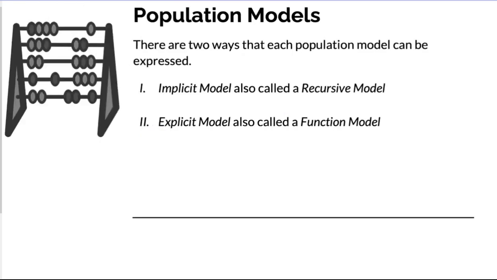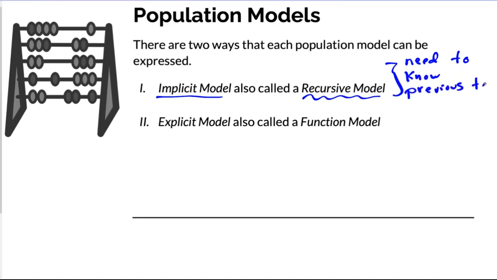So we have two types of population models that we will be looking at. There's the implicit model, which is also referred to as the recursive model. This requires previous data to generate new data. So we need to know previous data to generate new data.